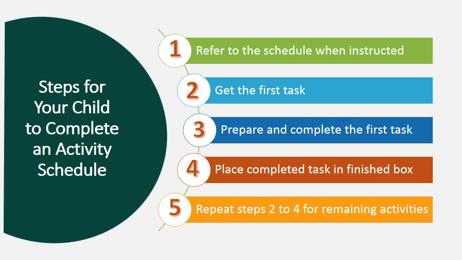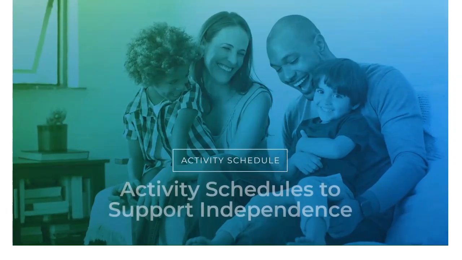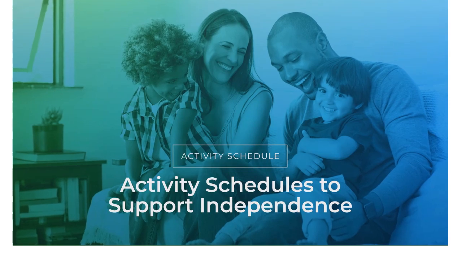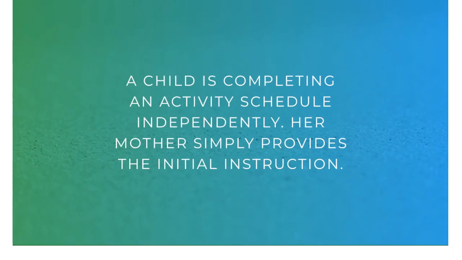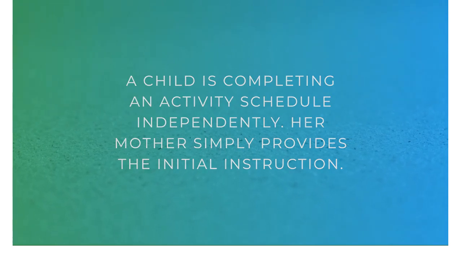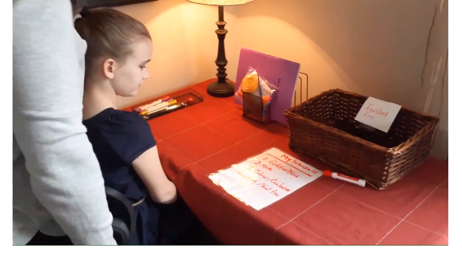They will then place the completed task in the designated spot. This might be an all done or finished box, or they might put things back where they came from. They will then repeat steps 2 to 4 for the other tasks shown on the schedule. Now, let's look at a video showing an older child who has learned to do an activity schedule without assistance. Do your schedule.